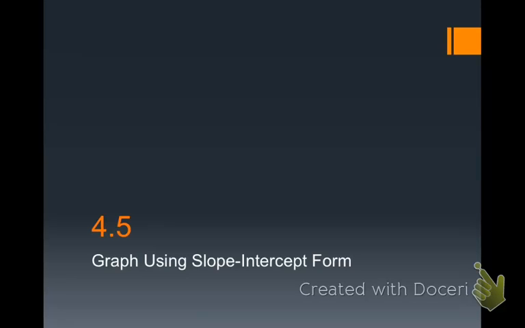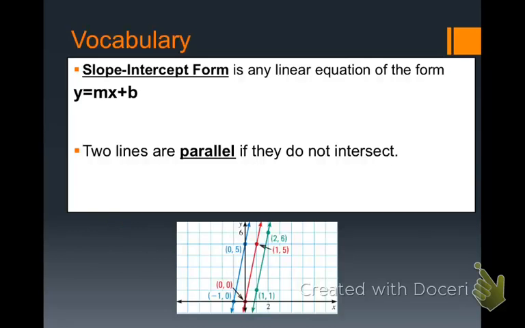This is section 4.5, graph using slope-intercept form. So remember, we already know two other methods for graphing, so this is our third method for graphing linear equations. Slope-intercept form is any linear equation of the form y equals mx plus b. Notice slope-intercept form. Remember, we already know that slope is represented by m. The intercept is the b, and that's actually our y-intercept.